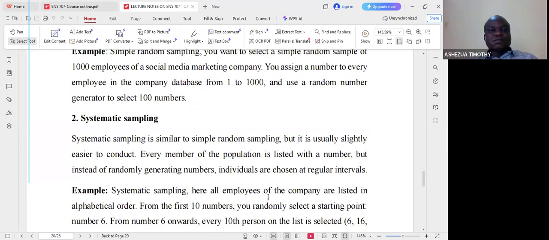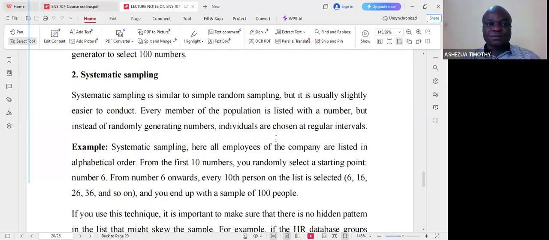Systematic sampling. Systematic sampling is similar to simple random sampling, but it is usually slightly easier to conduct. Every member of the population is listed with a number, but instead of randomly generating numbers, individuals are chosen at regular intervals.